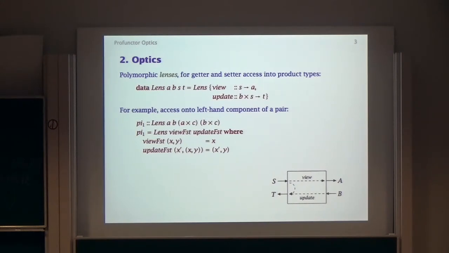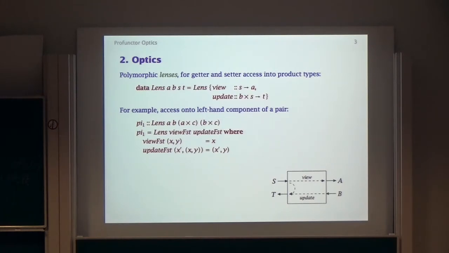And the picture at the bottom right is supposed to illustrate this. From the S, you can extract an A, and then if you turn that A into a B, you can put it back together with the original S, because there's some other stuff in the pair that you don't currently have hold of. You need to set the new B into the old S to get a T. So there's an arrow there. The curved arrow takes the S and the B and makes the T.